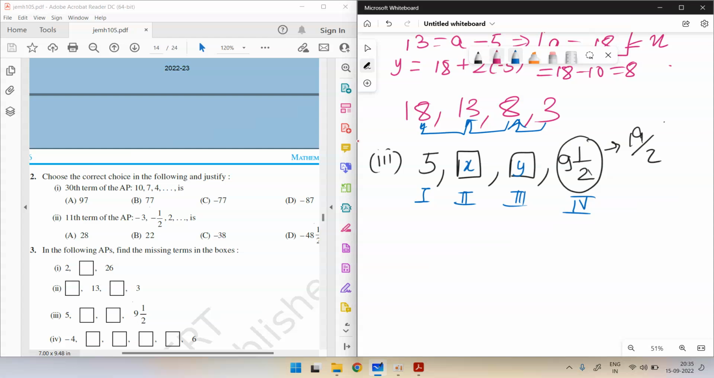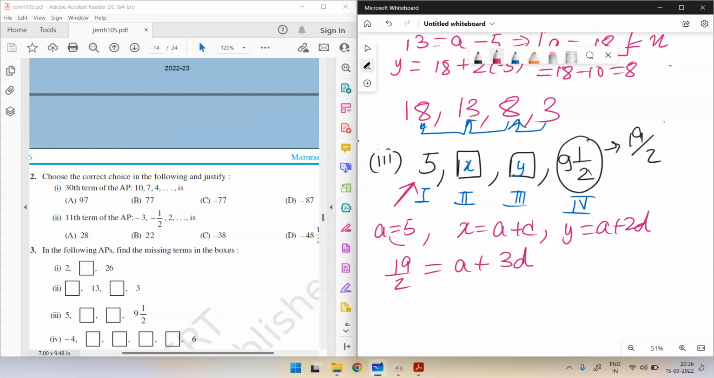So according to the formula, a is 5, and what is x? x equals a plus d. And y equals a plus 2d. What is the fourth term? This is 9 and 1 by 2, nothing but 19 by 2, nothing but a plus 3d. From here, if you substitute the value of a, this will be 19 by 2 equals 5 plus 3d, which implies that 3d is equal to 19 by 2 minus 5, 10, this is 9 by 2.